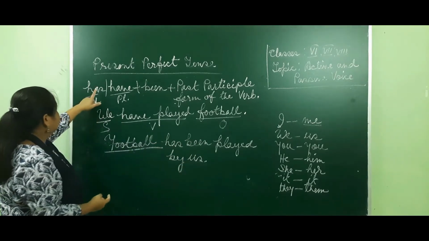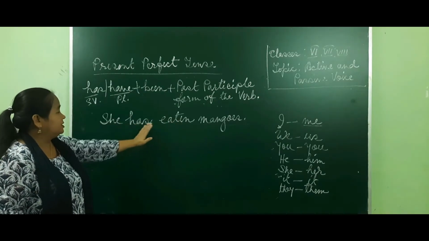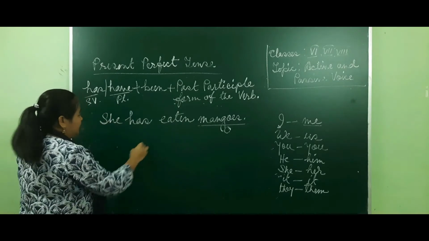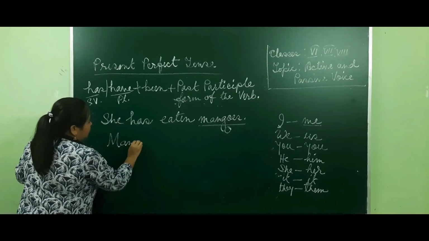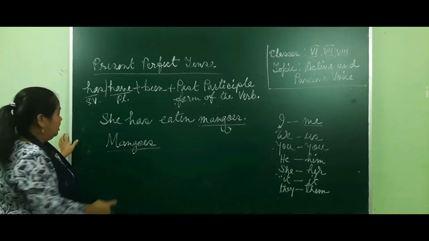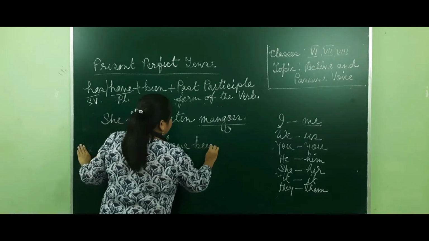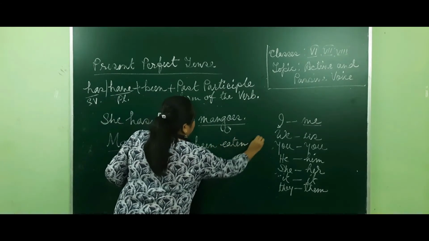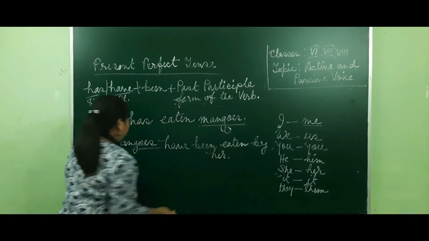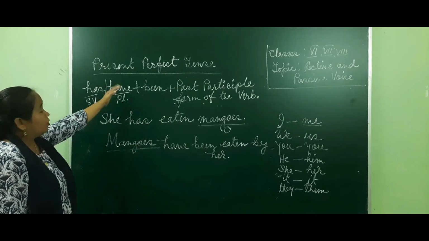Alright. So now let us see a plural subject. Another sentence: she has eaten mangoes. She has eaten what? Mangoes. Mangoes is an object. So the object of the active voice becomes the subject in passive voice. Your subject is a plural subject, so you will choose the plural verb have. Mangoes have been eaten by she. The personal pronoun she changes to her. So mangoes have been eaten by her. This is how we change from active to passive voice according to the tenses.